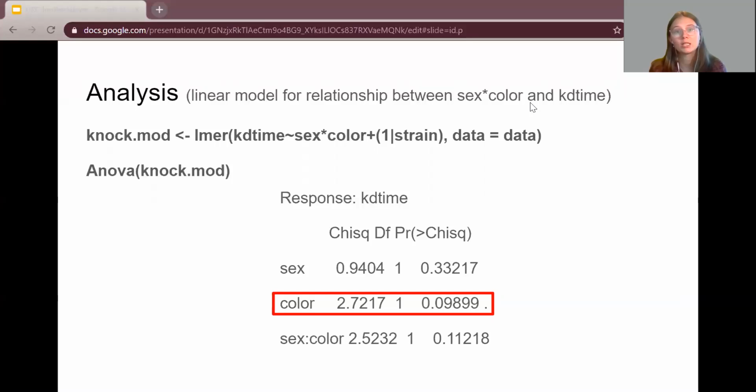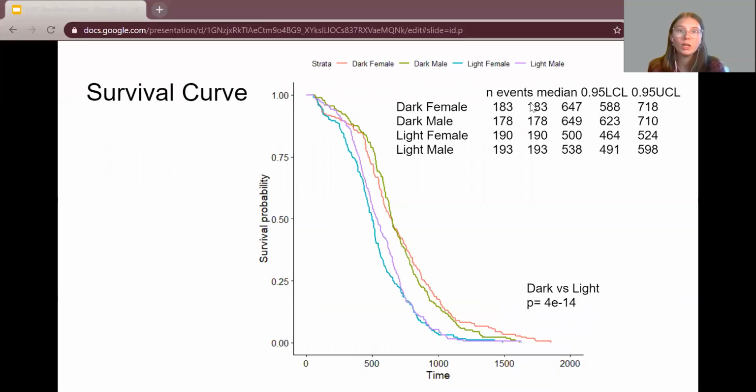However, after discussing with my mentor, Dr. Emily Delaney, my PI, Dr. Kopp, and Dr. McIntyre from the University of Florida, we decided to use a survival curve analysis to better understand the data. Here is a survival curve showing the difference in dark and light genotypes.